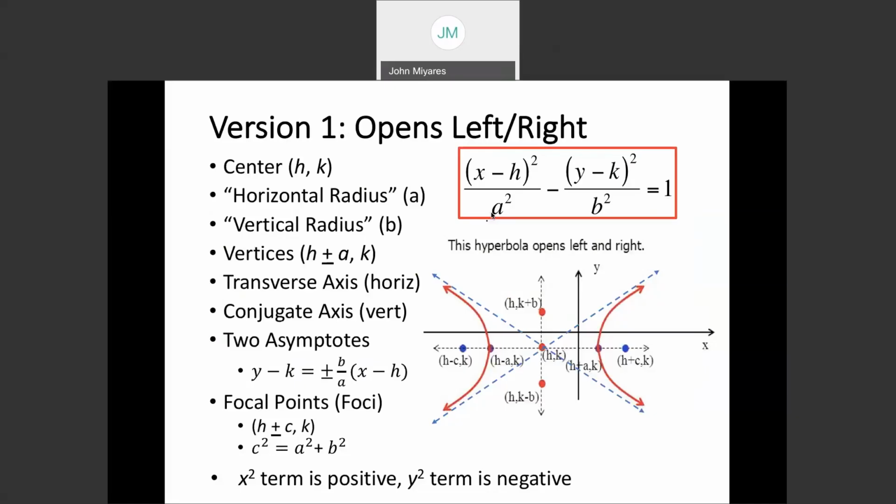Well, yes, the center point will still be at the point (h, k), just like we've already seen with circles and ellipses. We can still mark the horizontal radius as a and the vertical radius as b. Since this opens left-right, the vertices of the hyperbola will be at (h plus or minus a, k), and are labeled here in the sketch.